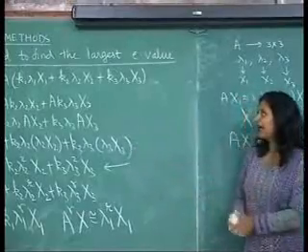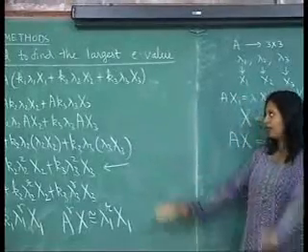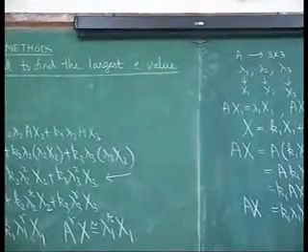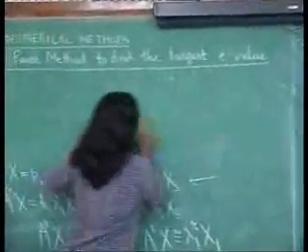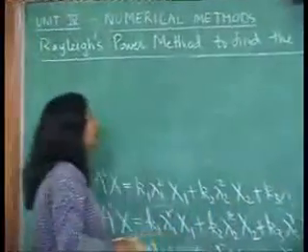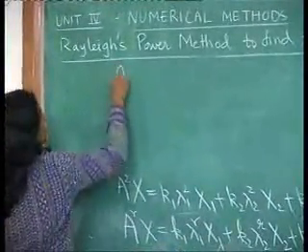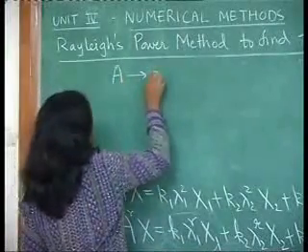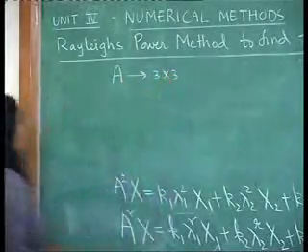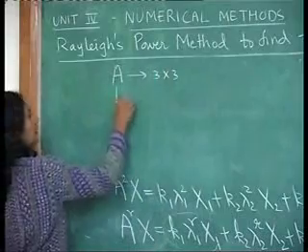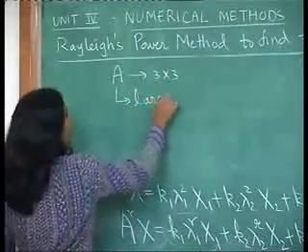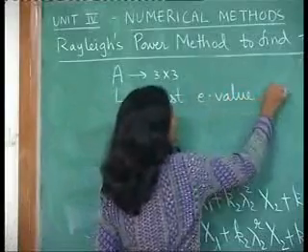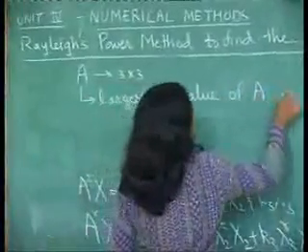So with this much background information, let me tell you how the method is going to work. And then I'll illustrate it with the help of an example. So suppose I have again, let me take a square matrix of order 3, and suppose the largest eigenvalue of this matrix is lambda.